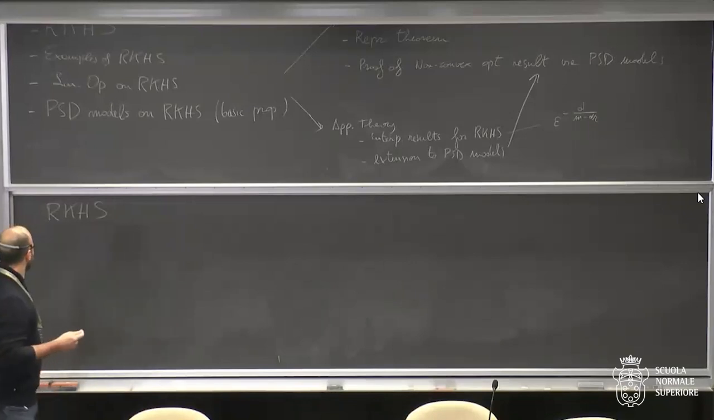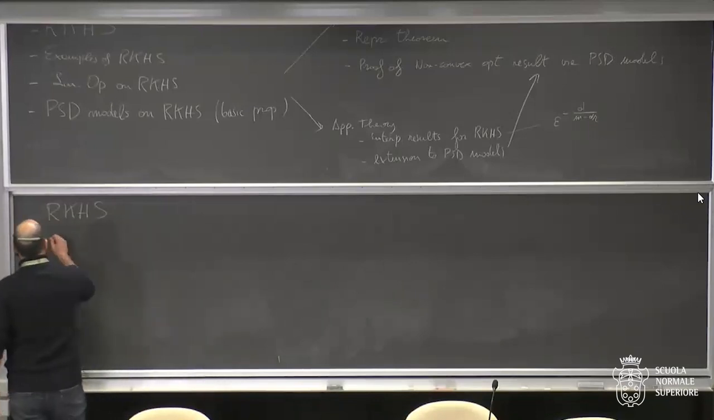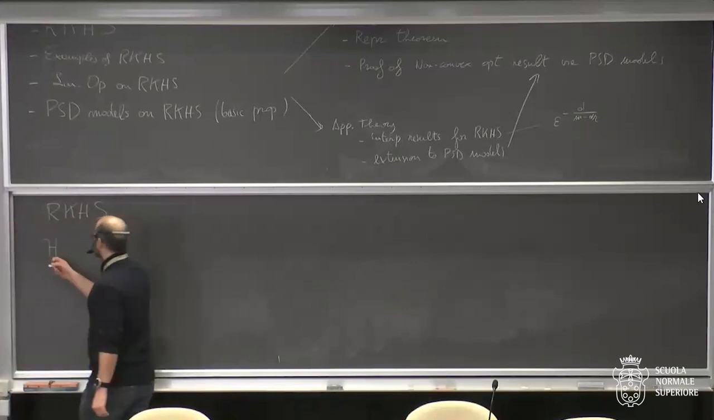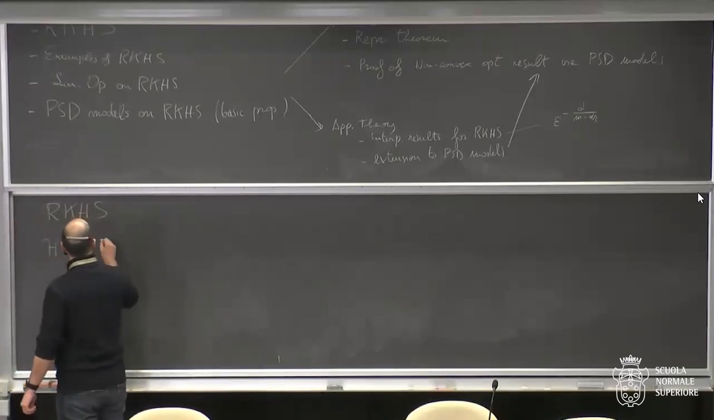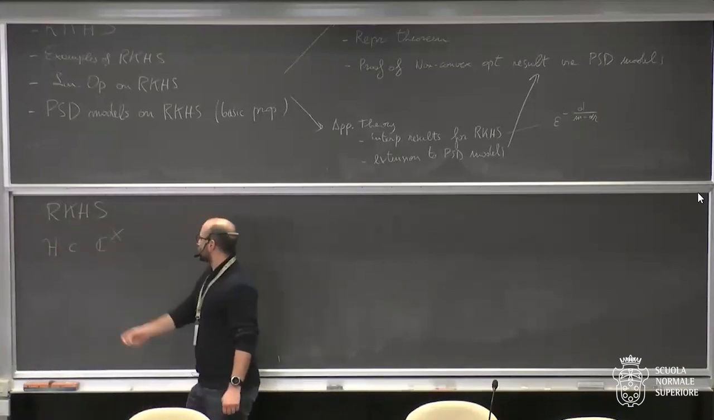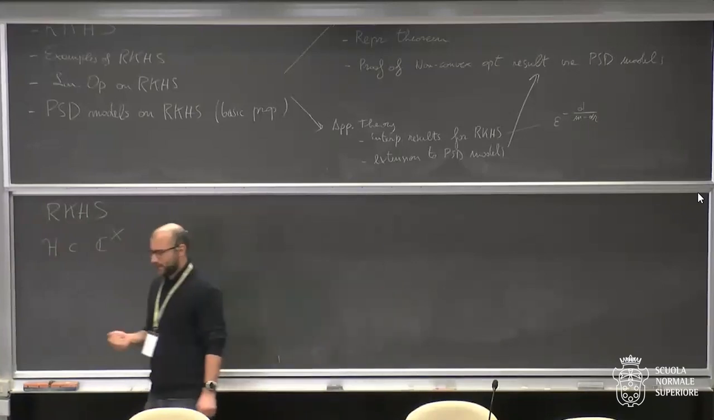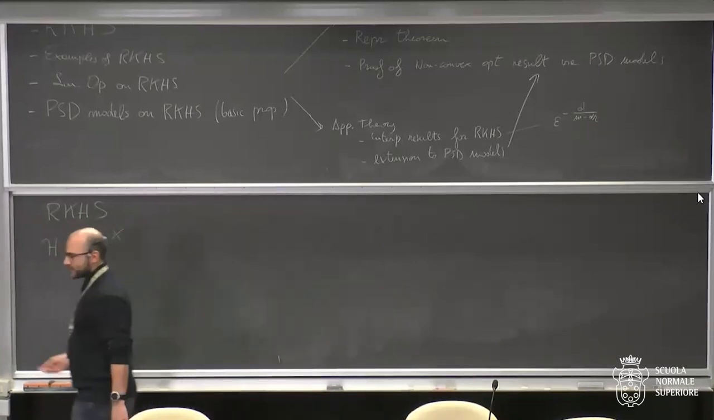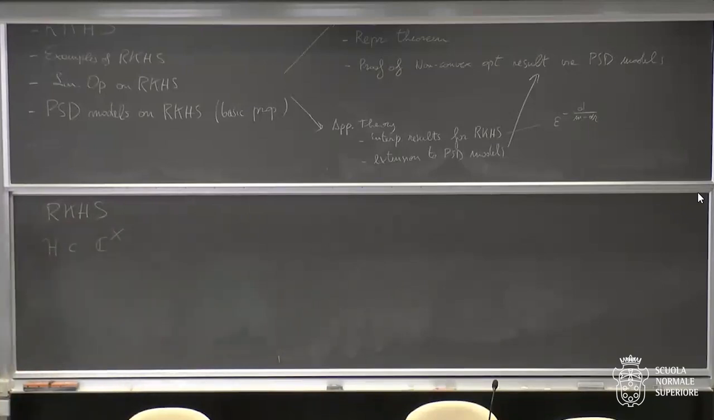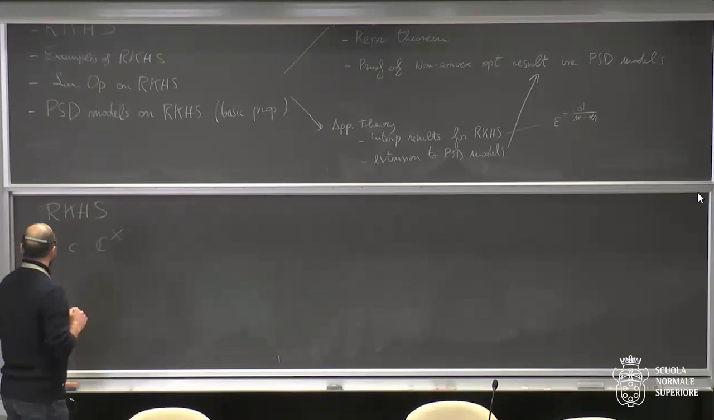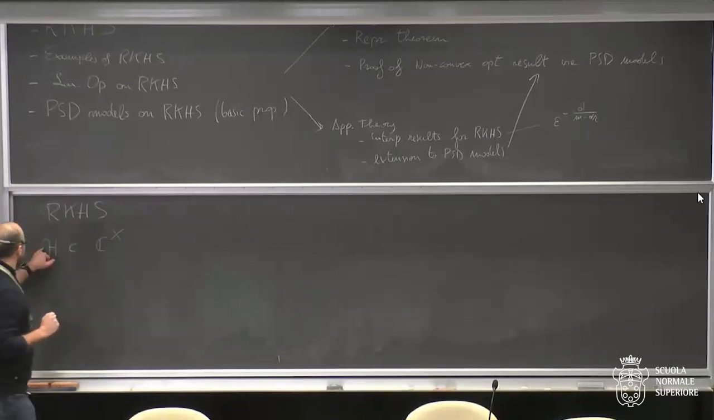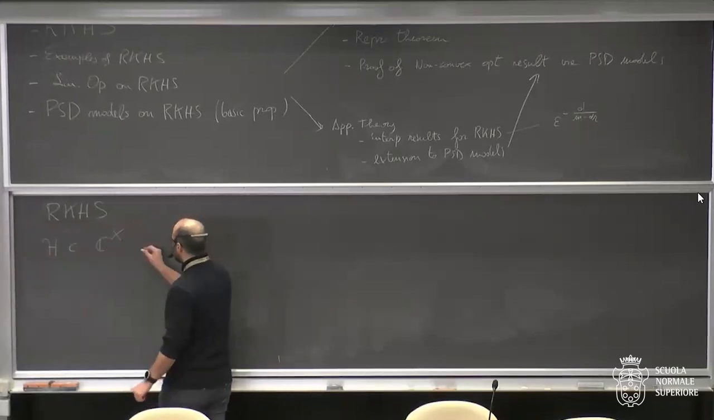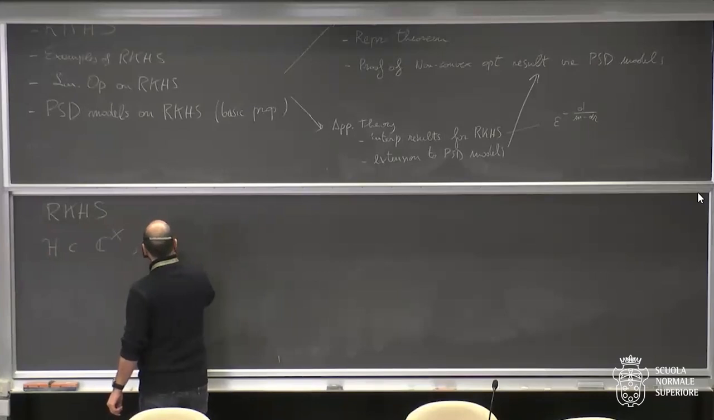Wow. Okay, so what is an RKHS? We have a space of functions H that is a subset of the functions from a space X to, let's say, the complex numbers. X here is just a set. You don't need much more. This space H has some interesting properties. First, it is a Hilbert space of functions, so it is endowed with an inner product.